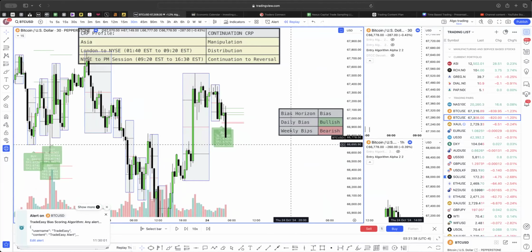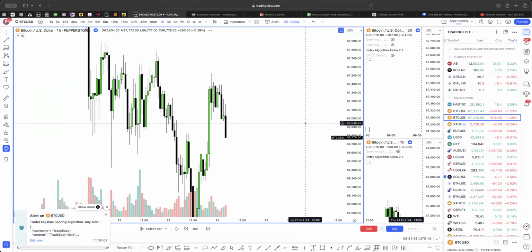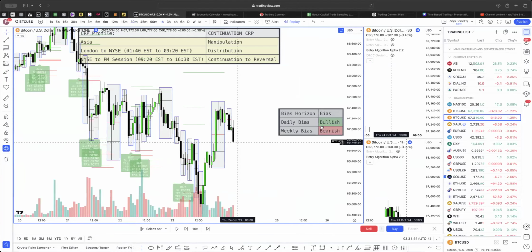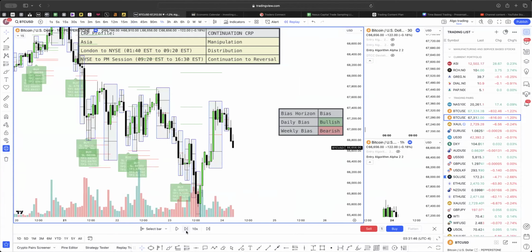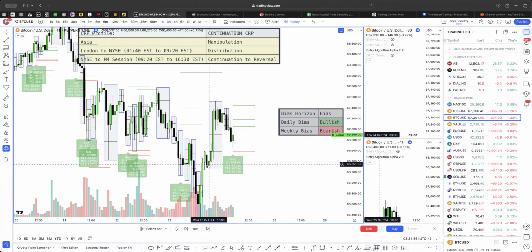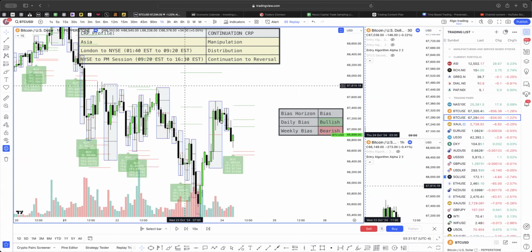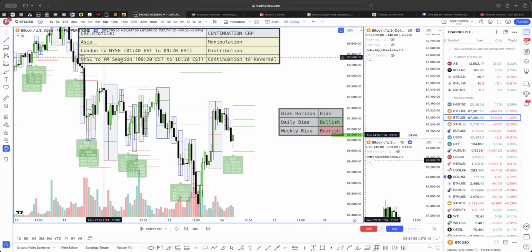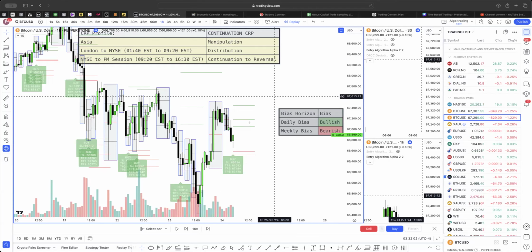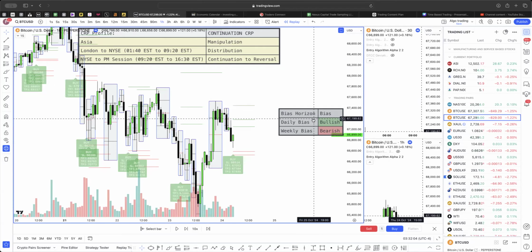Okay. Now what do we have? We have the daily bias being bullish. Okay. On the 1 hour, we have the daily bias being bullish. Now what you're doing is you're waiting, and listen closely. Okay. You got the bias. It's bullish. You got the CRP profile. You know that Asia is manipulation here. London is distribution up. And the New York session to the PM session is also a continuation to reversal. You know that. So what other analysis is there for you to do?